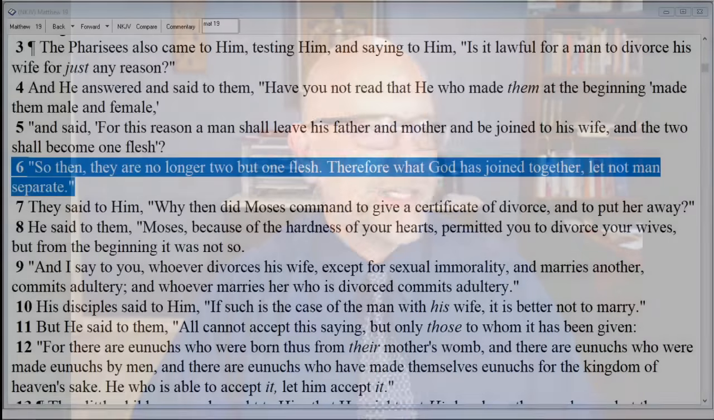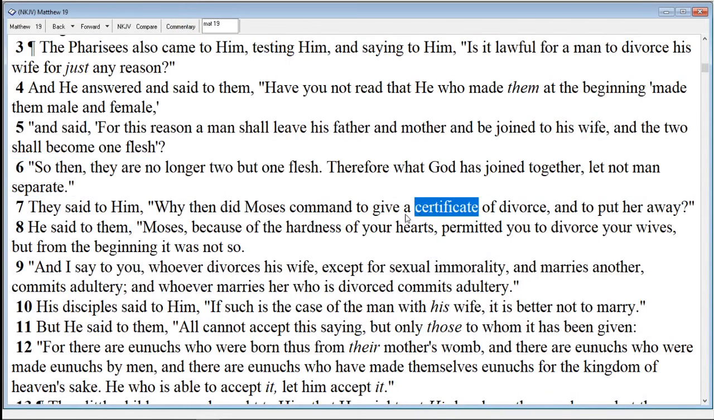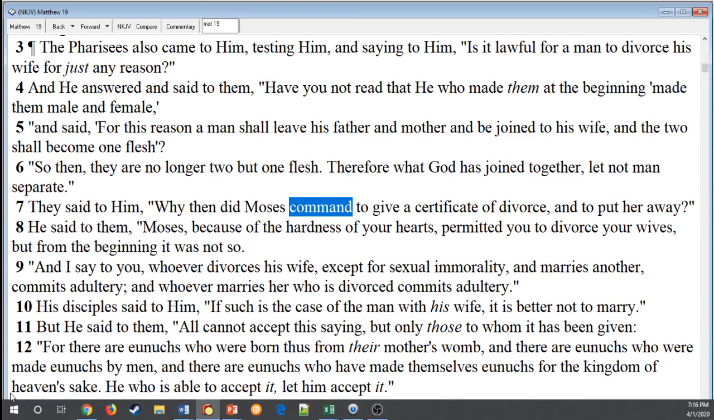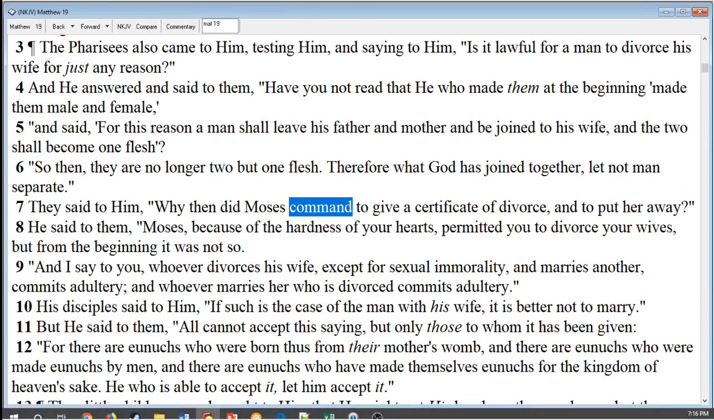Lamar makes a point to say Jesus corrected their thought in verse 7 that Moses commanded divorce. Lamar, I'm going to jump back to there because that's a real good point to consider. They say, why did Moses command, is the word that Lamar points our attention to, command to give a certificate of divorce and to put her away. Well, one of the things to consider here too is the idea that when Jesus is doing away with the law of Moses, he's doing away with multiple parts of the law of Moses.